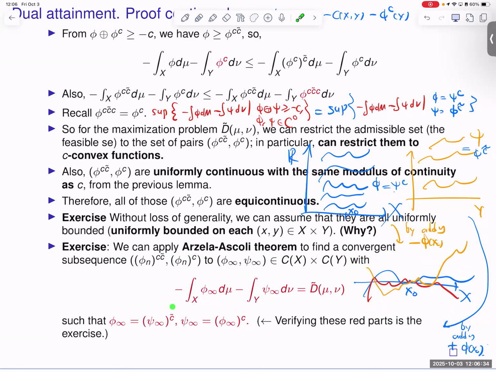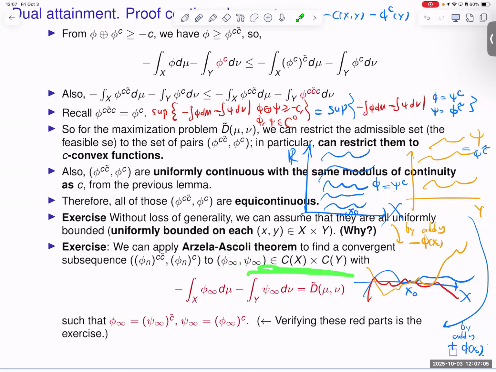And then the objective function is continuous with respect to such an operation. So for such a sequence, the objective function will converge to the supremum, which is the maximum value. Okay, and then the resulting limit will be an optimal solution, and that being an optimal solution means that the resulting one should still be admissible.